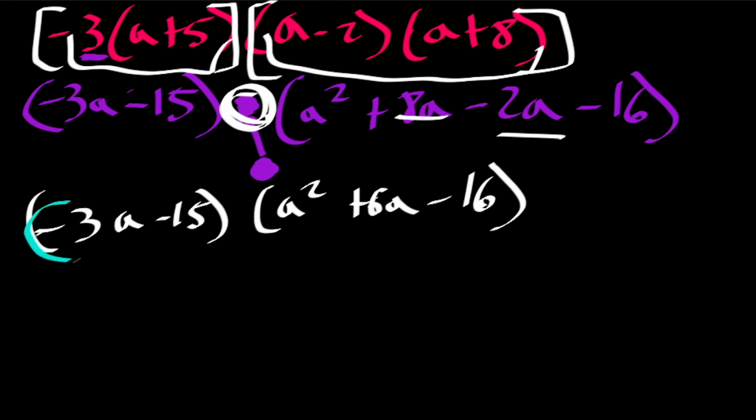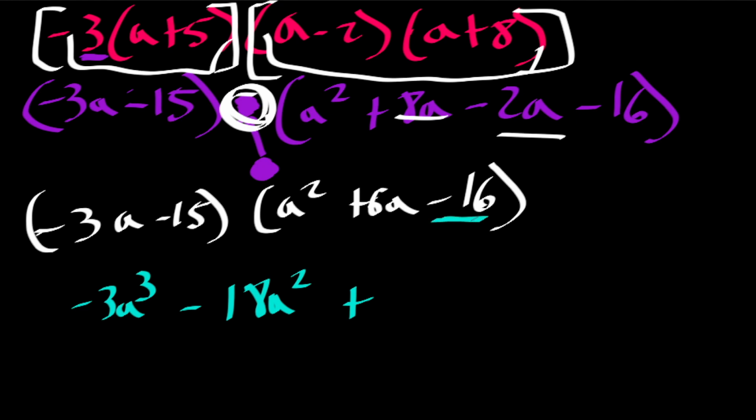All right, so now I'm going to distribute negative 3a to all three of these terms over here first. So that would look like this. We would say negative 3a to the third, when I multiply negative 3a by a squared, minus, now I'm going to multiply 3a times 6a, so it would give me 18a squared, plus, let's see, negative 3a times negative 16 is going to give me positive, so that's why I said plus 48a.